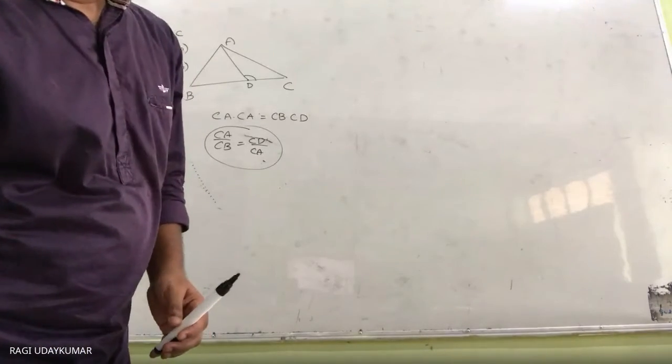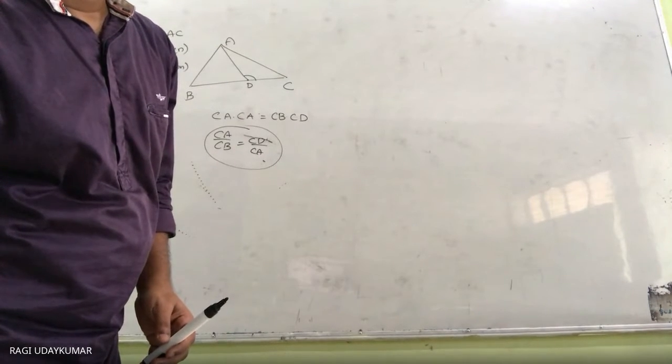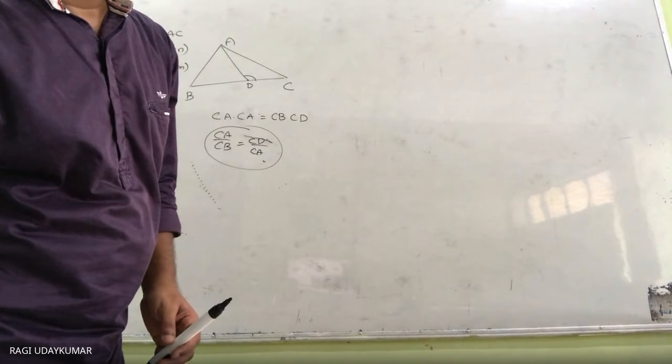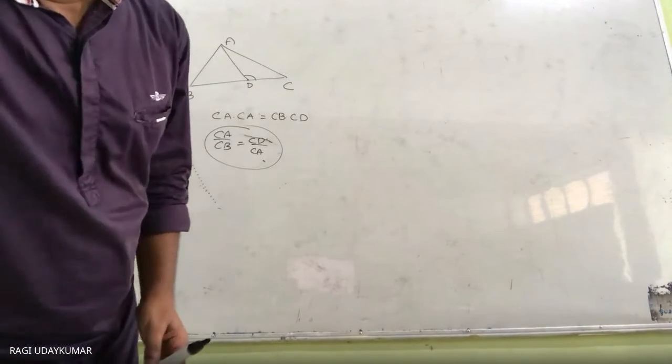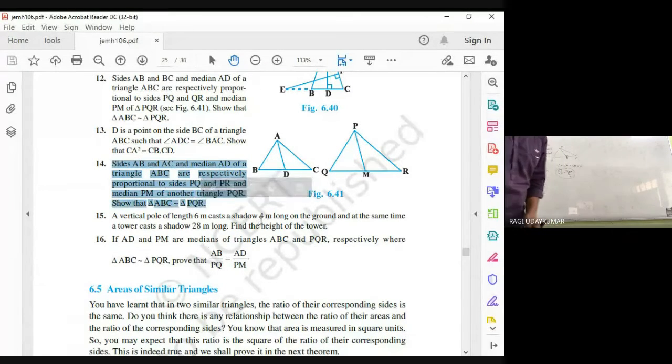Okay. Coming to the 14th question. In the 14th question, you see the question here. What is given in this question? AB and AC and median AD. In the previous 12th problem, it is given that AB, BC and median AD. But here AB and AC and median AD are given. So these are the two things given to us here.